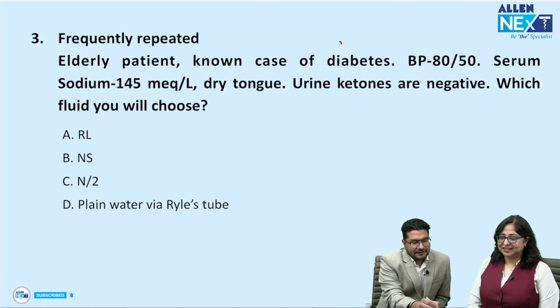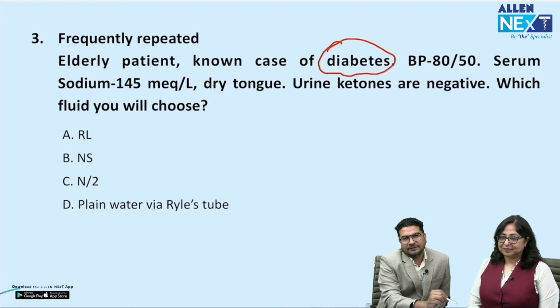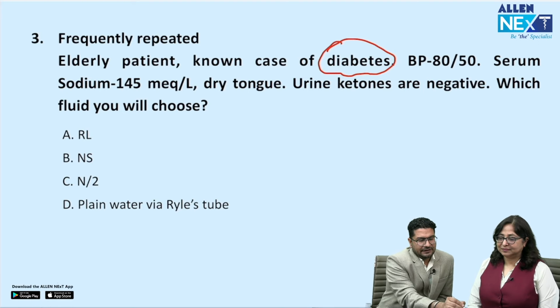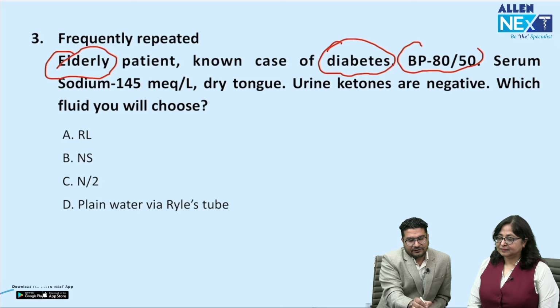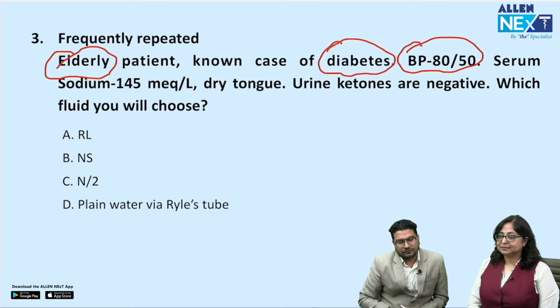So you can see the patient is a case of diabetes. So this is the first hint. And remember, any question they'll start with the age. So elderly is mentioned, which is also a hint in the MCQ. Now focus on the BP. Systolic BP is 80, diastolic is 50. So BP is very low. So might be this patient is in shock.